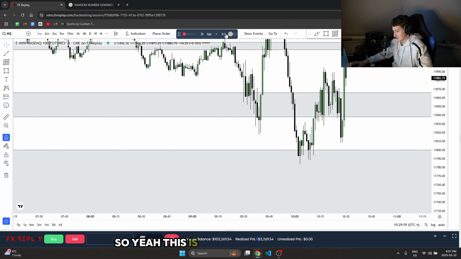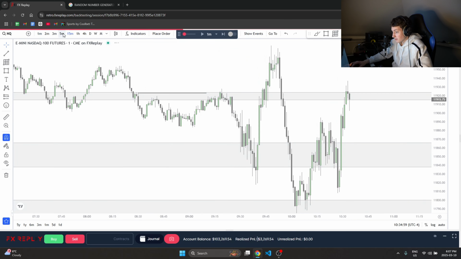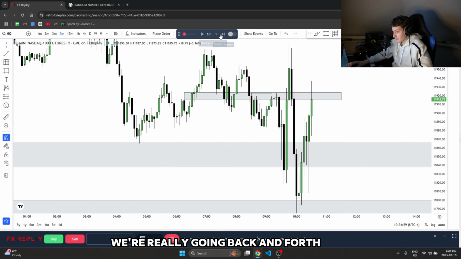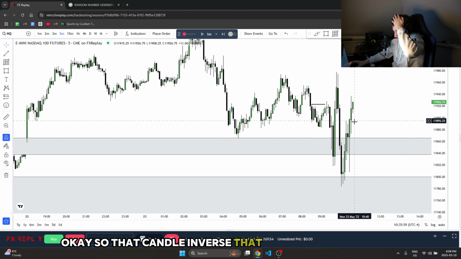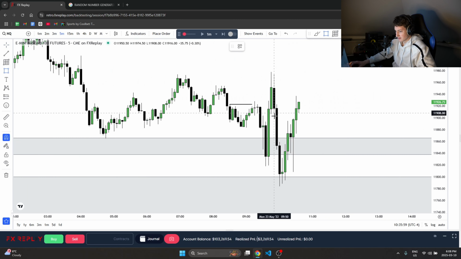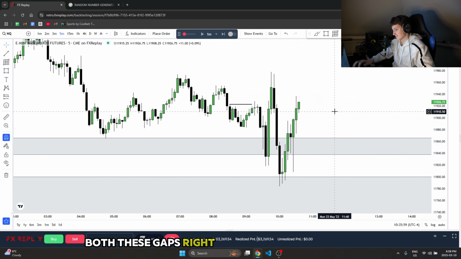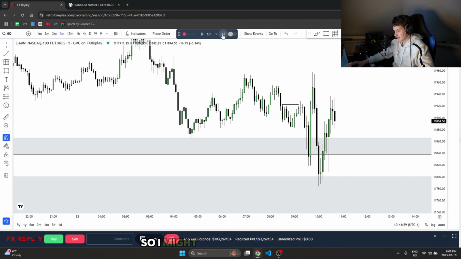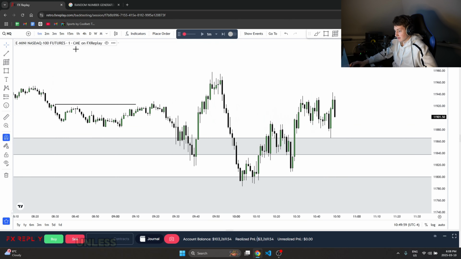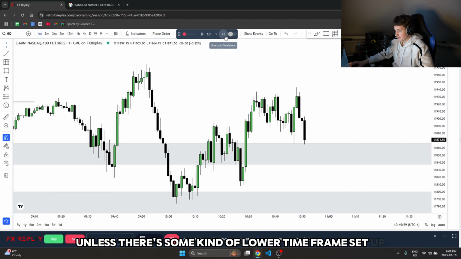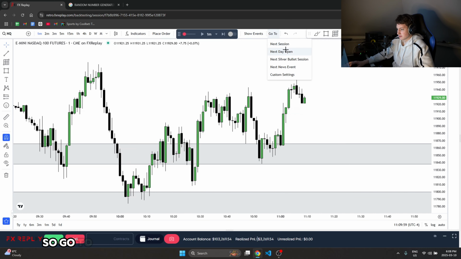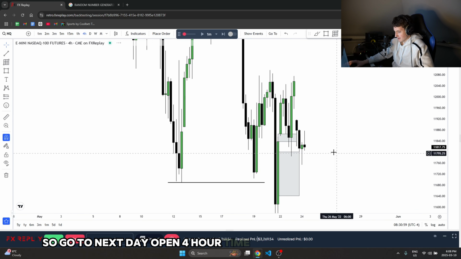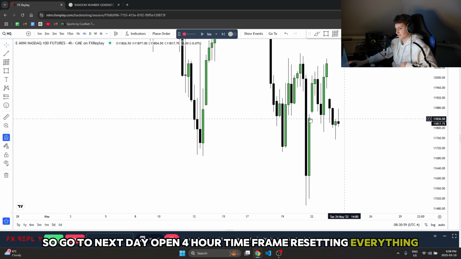So yeah, this is some insane price action. We're really going back and forth here. Okay, so that candle inversed that. It's a decent long here, both these gaps, right? But it's just not textbook, so I might stay out of this one unless there's some kind of lower time frame setup. And it's 11 a.m., so go to next day open. 4-hour time frame, resetting everything.